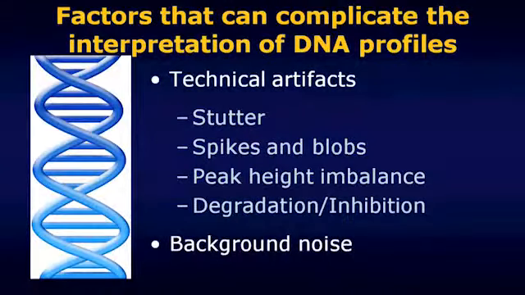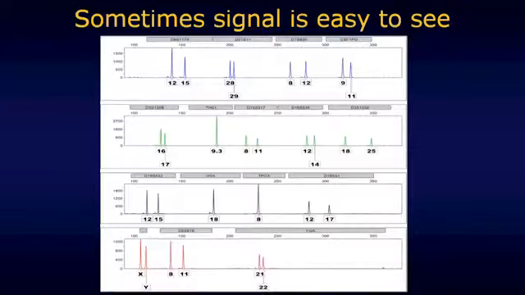Let's move to the last bullet here, the last topic for these factors that can be a problem with interpreting test results, and that is this business of background noise. Just as with peak height balance, I think perhaps the best way to start talking about background noise is by showing you an electropherogram where we're not concerned about background noise. The issue here with noise is very simple. When we're doing interpretations of electropherograms, we need to be able to distinguish reliably between what is signal and what is noise. That's the crux of the problem.